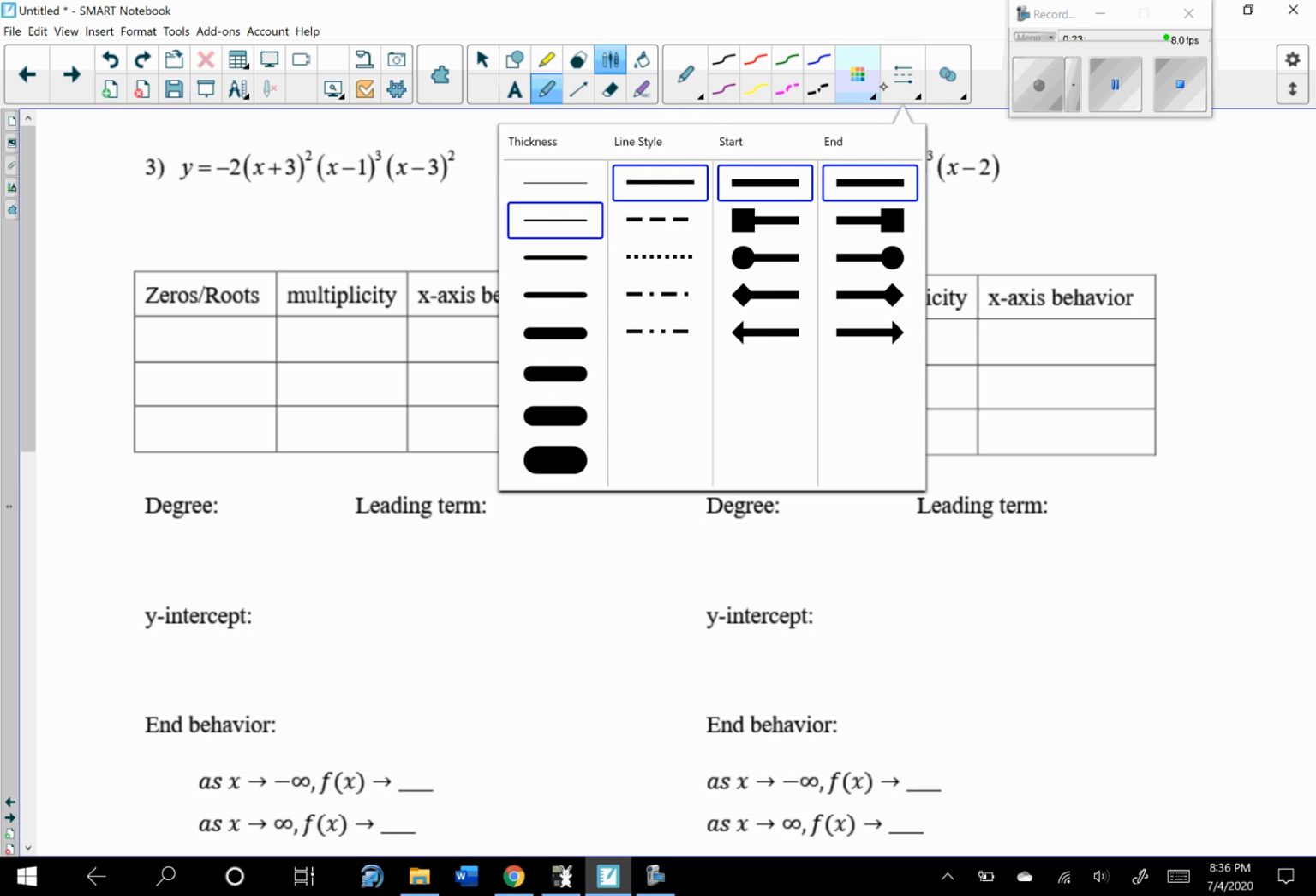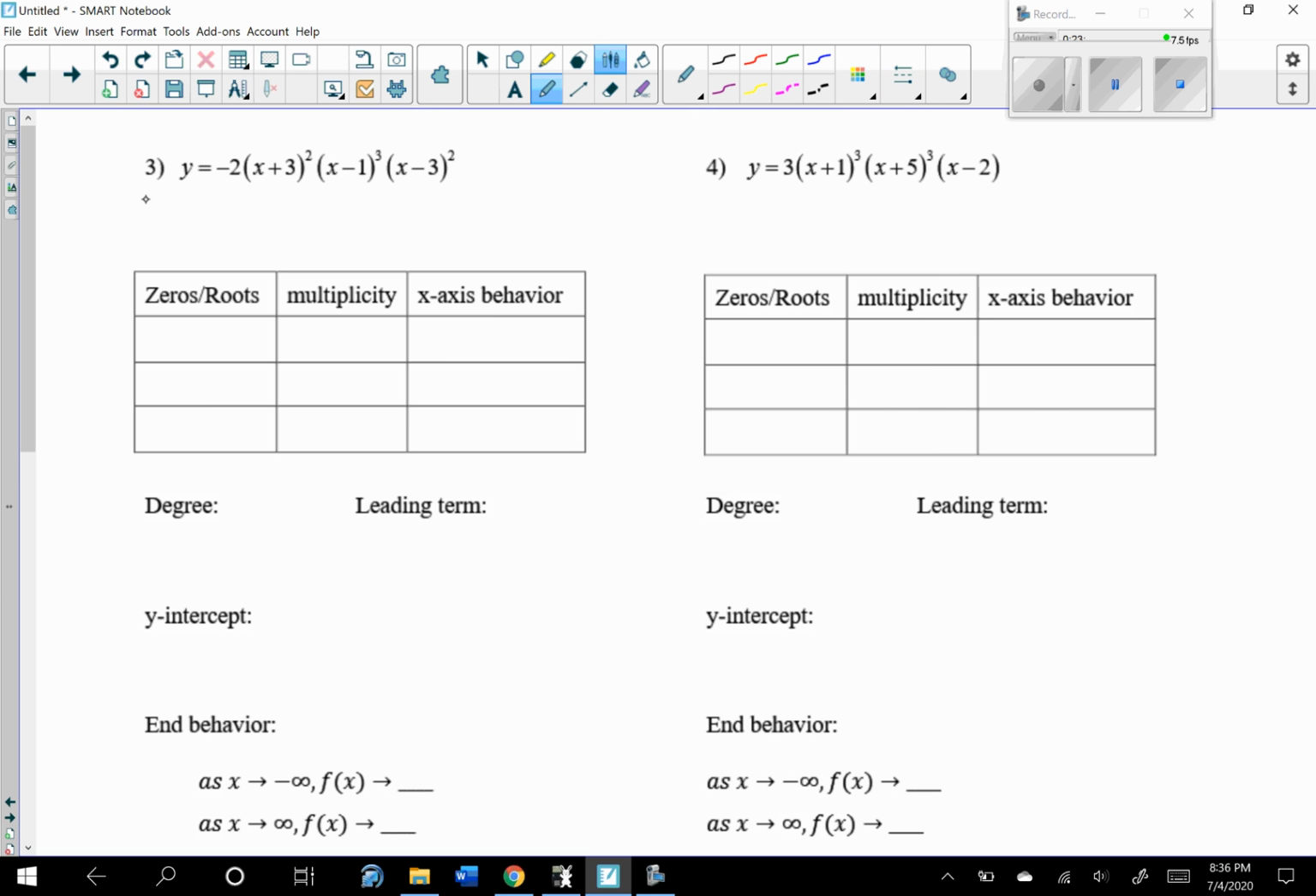So for this one, here we have negative 2 in front. So if I set negative 2 equals 0, is that true? No. So negative 2, because there's no variable with it, it's not actually a solution to my graph. It's just going to help you find the lead term, because it's a coefficient. Here we have x plus 3 equals 0, x minus 1 equals 0, and x minus 3 equals 0. So x equals negative 3, x equals 1, and x equals 3. So be careful to not include that coefficient in front that did not have an x with it, because I often see students will try to write x equals negative 2. It's not actually a solution.